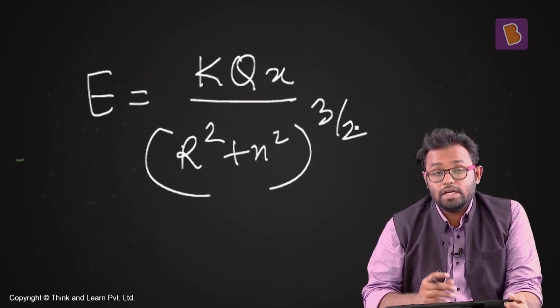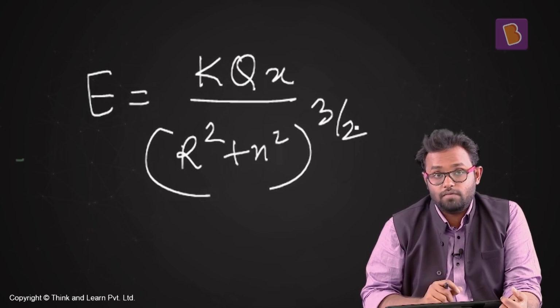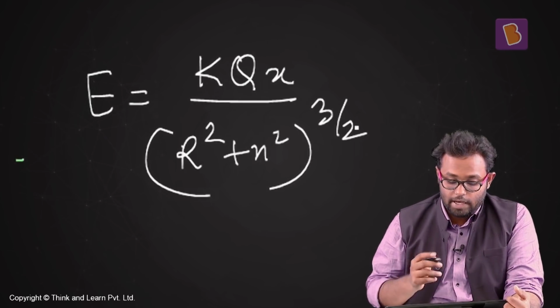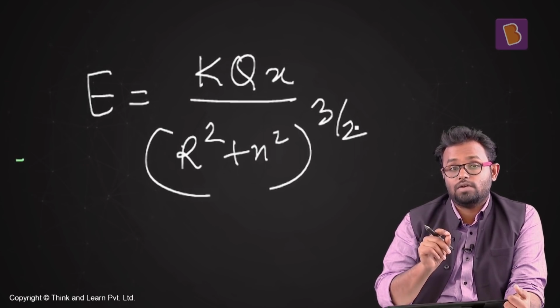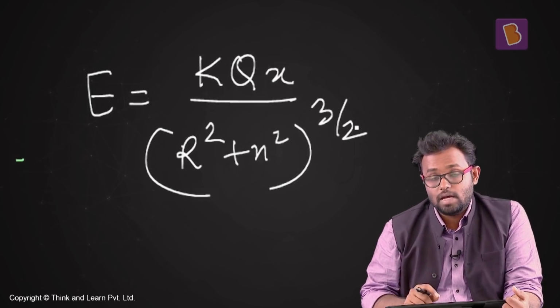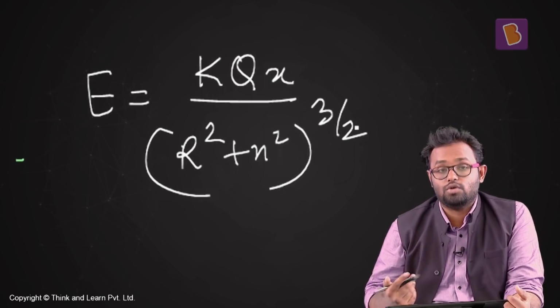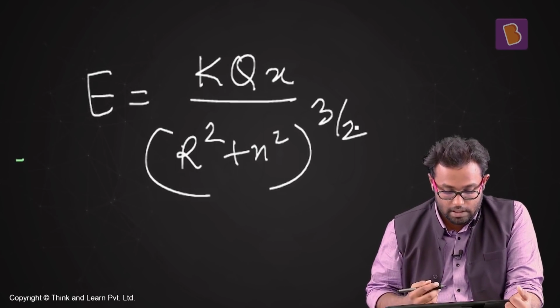You are encouraged to remember this expression if you are appearing for JEE. kqx upon (r square plus x square) whole to the power of 3 by 2, where x is the distance from the center of that ring at a point on its axis, r is the radius, q is the charge on this ring, and this is the expression for the electric field.